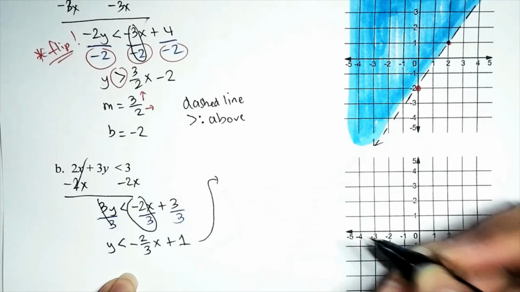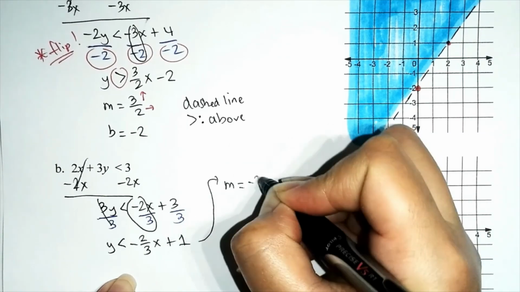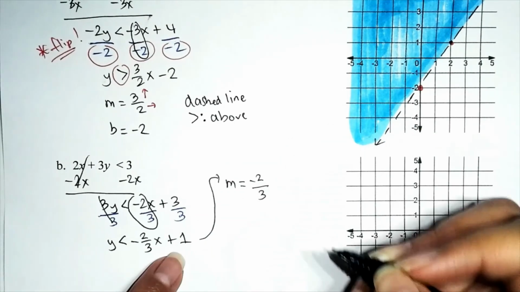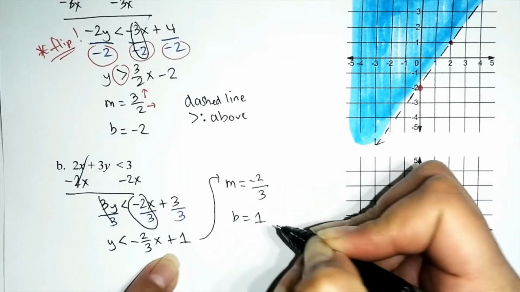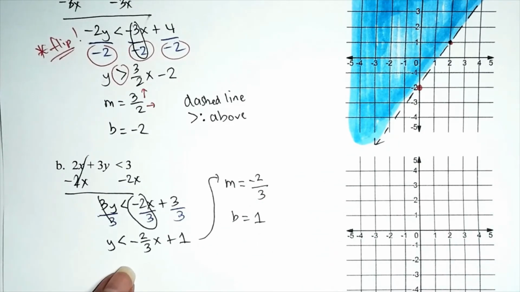The slope is negative 2/3. Let's go ahead, put the negative with the numerator. The constant term is 1, so that's our y-intercept. Can we do the graph of the boundary line?